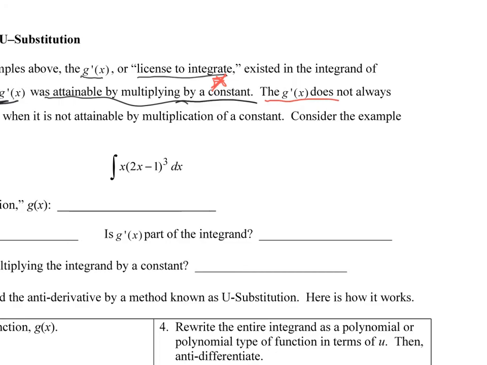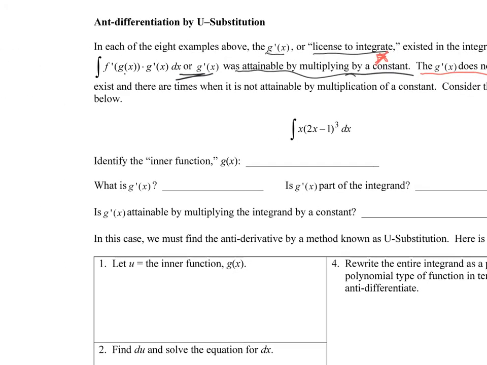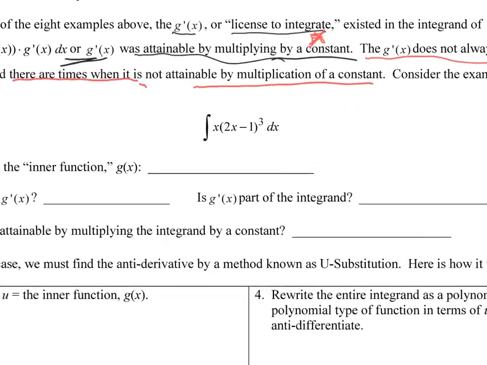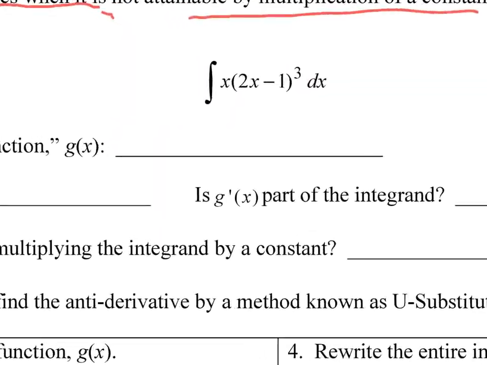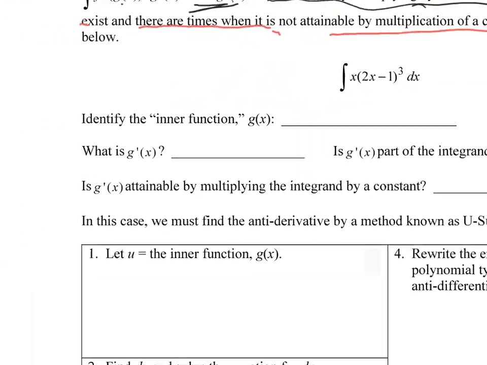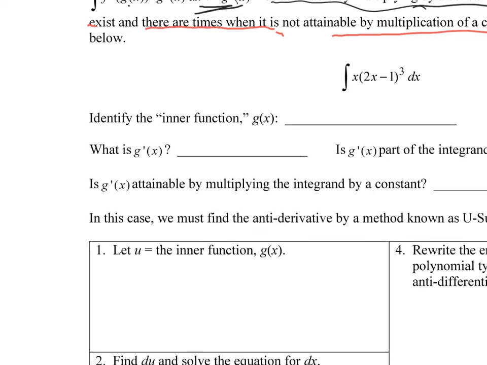The g prime of x does not always exist, and there are more times than not that it is not obtainable by multiplication by a constant. So it happens where you can't fix it. Consider this example. Okay, so let's see what happens here. Identify the inner function g of x. I'll identify it as 2x minus 1.